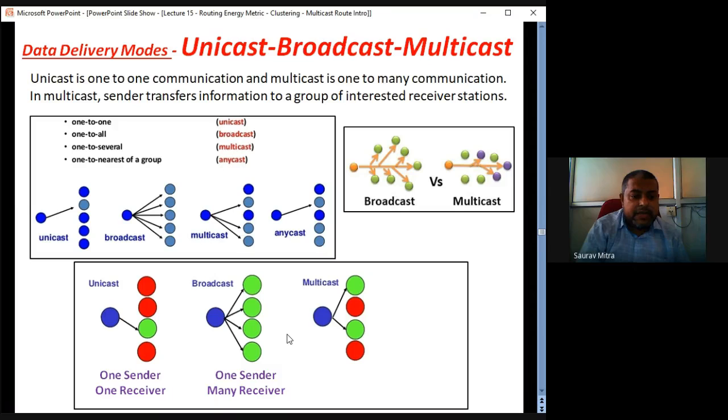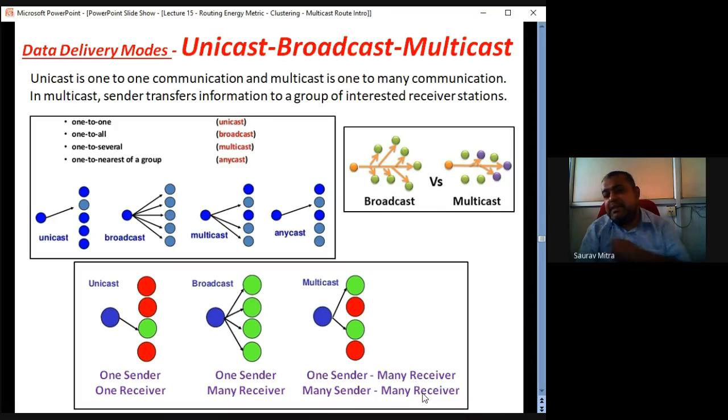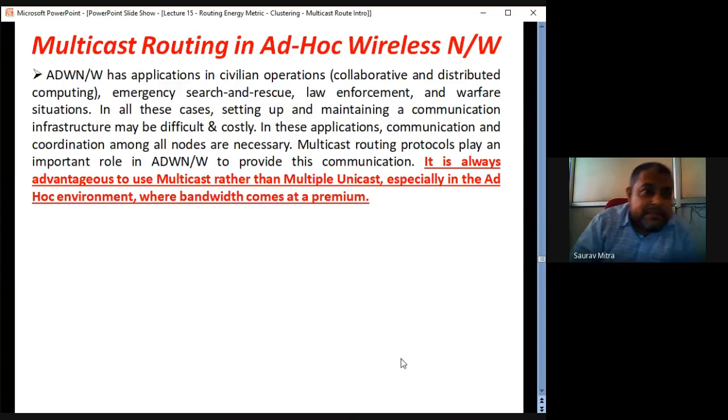So unicast is one sender, one receiver. Broadcast is one sender to many receivers. Multicast is one sender to many receivers, and many senders to many receivers. This is a very important thing. Broadcast is a type of multicast, you can check. This is a question which is asked very frequently: what is unicast, what is broadcast, what is multicast. Unicast means one sender to one receiver. Broadcast means one sender to many receivers. Multicast means many senders to many receivers.